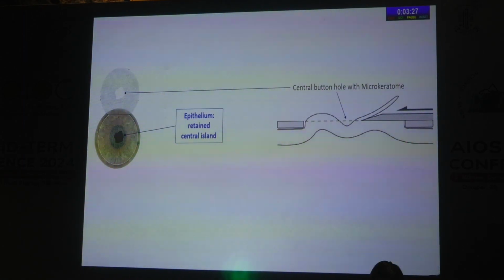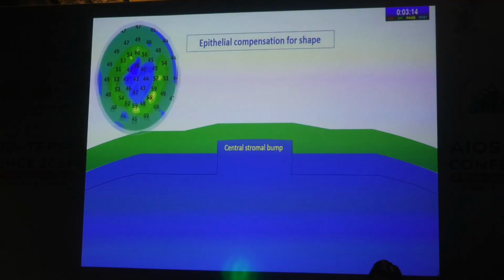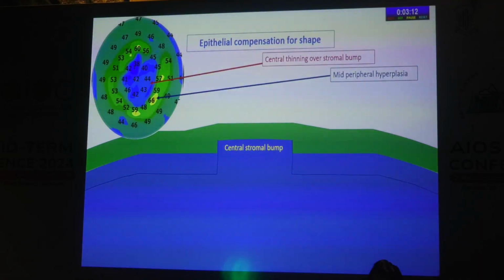and the surgeon may have just gone ahead with doing the LASIK. What happens is that when there's a buttonhole, there's a central stromal island that is left behind, and the epithelium tries to compensate for it, but because of the bump, the epithelium is thin in the center. So in our case also, we saw abrupt thinning in the center and then adjacent thickening. So this was basically a buttonhole which now needed to be repaired.